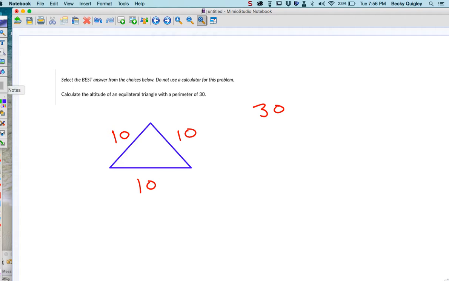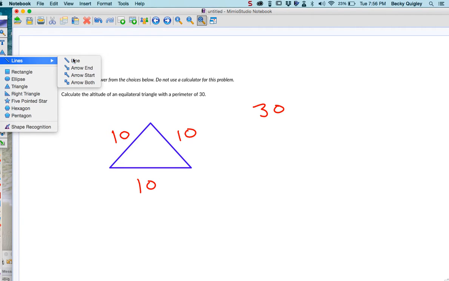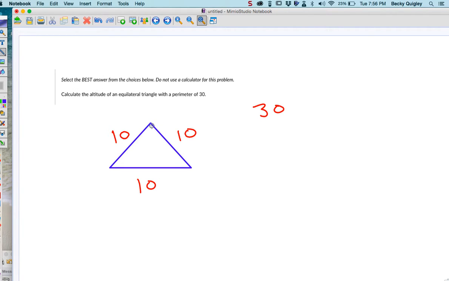But the altitude is asking you to find this line right here. Because it's an equilateral triangle, pretend that's a little right angle I have going on there, we know that your altitude is going to split the base in half. So that's 5. It's asking you to calculate this value right here.